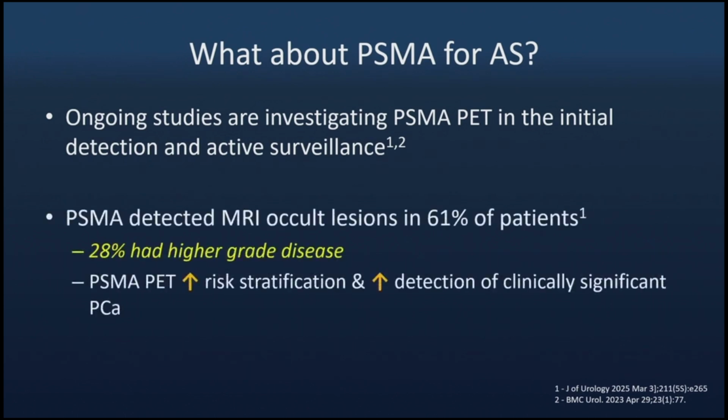Why is that? Well, PSMA PET detected MR occult lesions in 61% of patients. And of those, 28% of them had a higher grade disease. And PSMA PET will detect increased risk stratification and detection of clinically significant disease. PSMA PET detects about 90% of clinically significant disease. So it's a real complement to MR in this patient cohort.